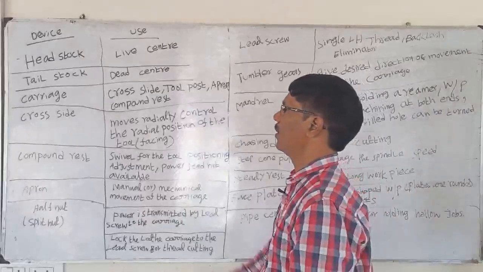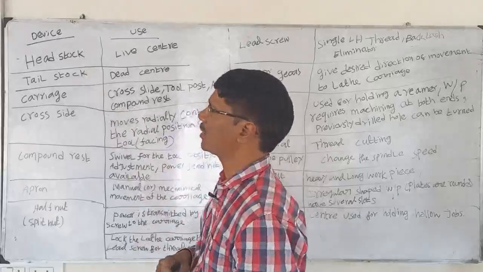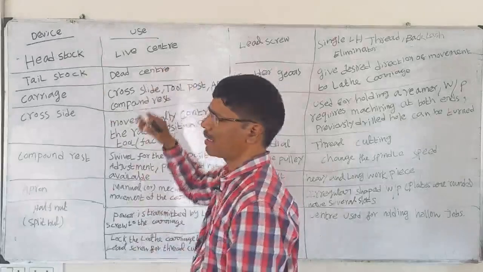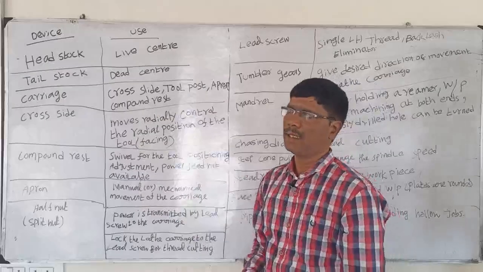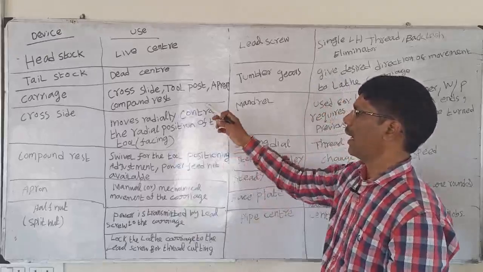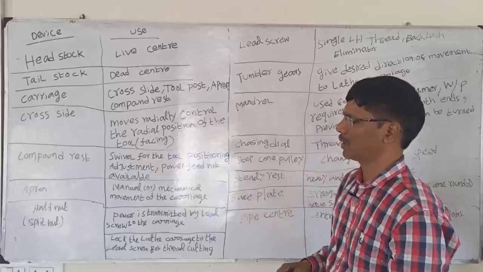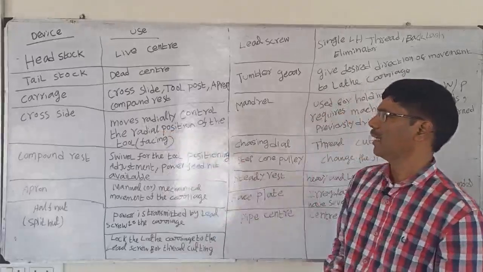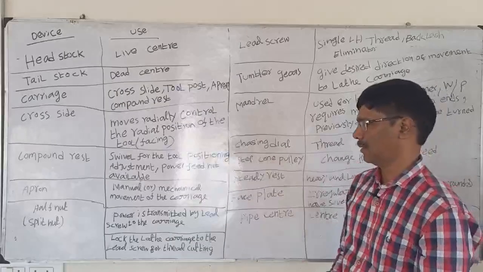The live center is located on the headstock. Live center is the center of the spindle placed on the headstock, which is able to rotate, hence it is called the live center. The next one is the dead center. Dead center is the center of the spindle which is mounted on the tailstock. Carriage consists of the cross slide, tool post, apron and compound rest. What is the function of the cross slide? It moves radially, and controls the radial position of the tool in facing.